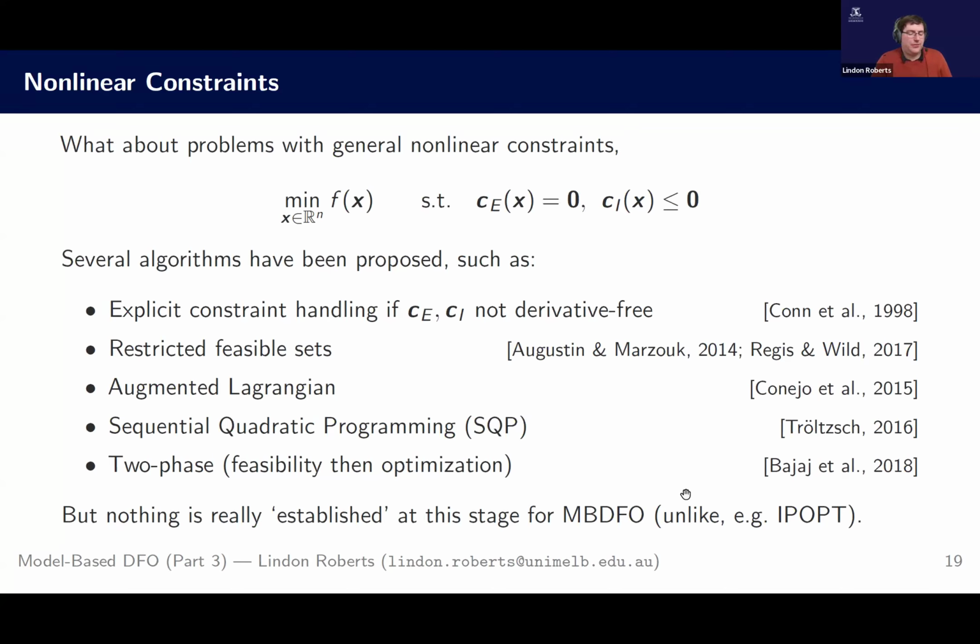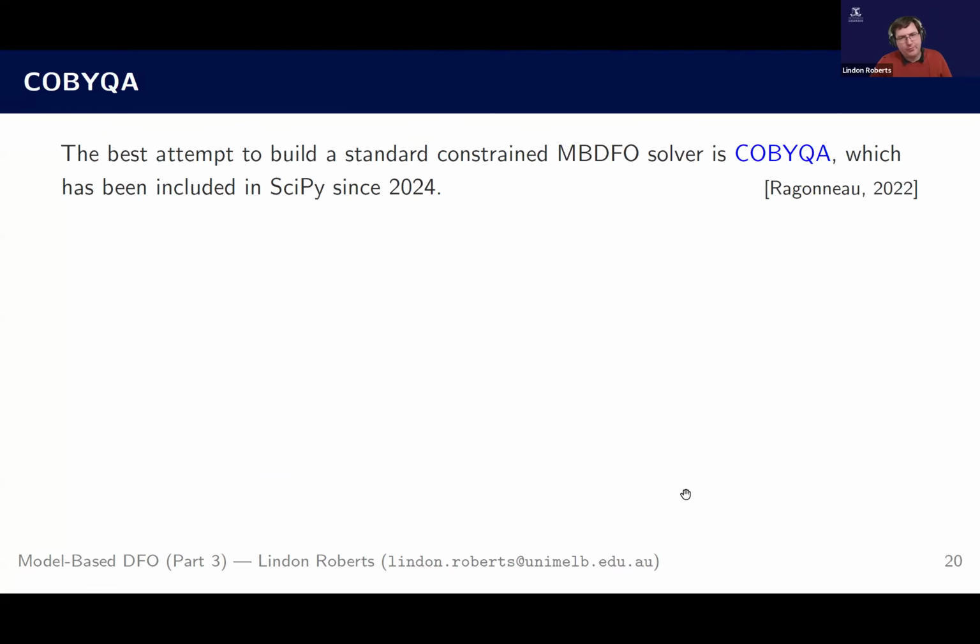So if you have derivatives and you're doing large scale stuff, things like IPOPT are very standard. They're well used, they're well tested over many, many years, and people are pretty happy with how it works. It's a good default choice. It's not always the best choice, but it's pretty good in pretty much most situations. I wouldn't say we're at that point for the DFO case when we handle constraints.